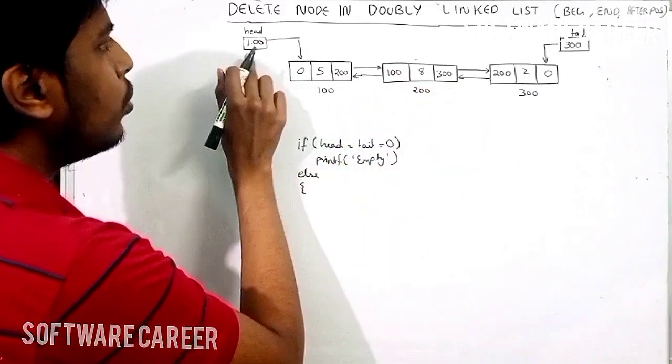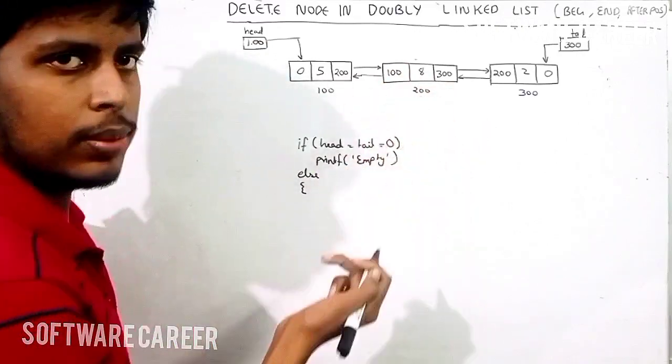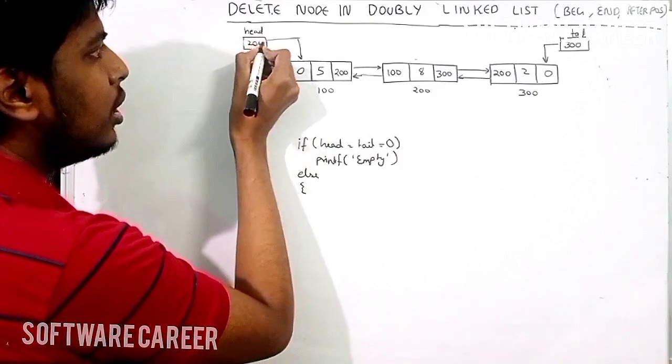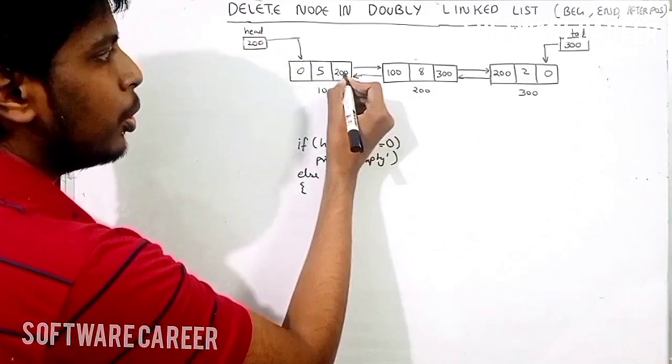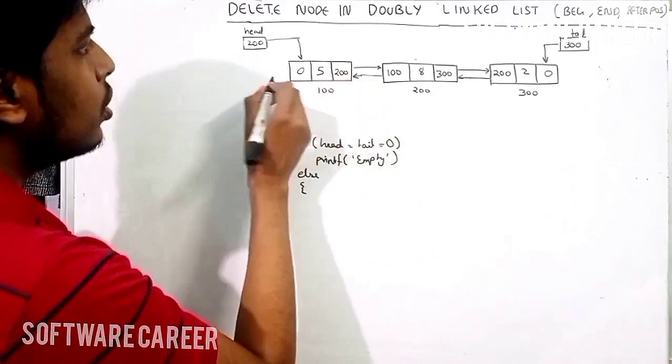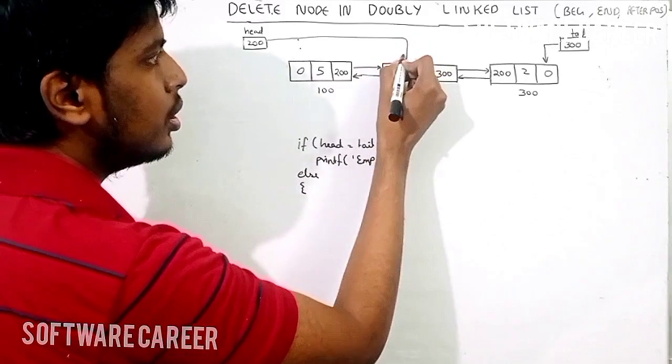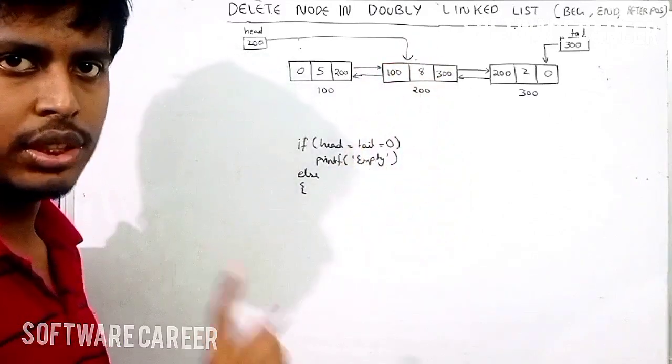Now this address is 200. So for head I am writing 200. You can get that 200 from the next pointer of this node. So head is 200, which means it points towards this node. Now this node is considered as the first node.